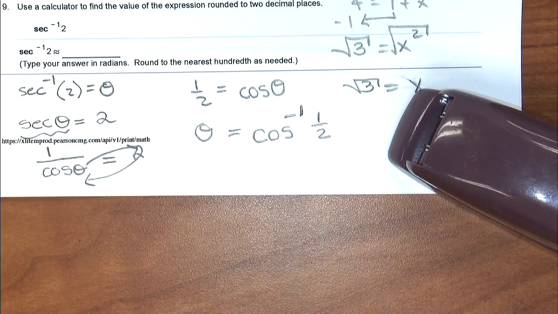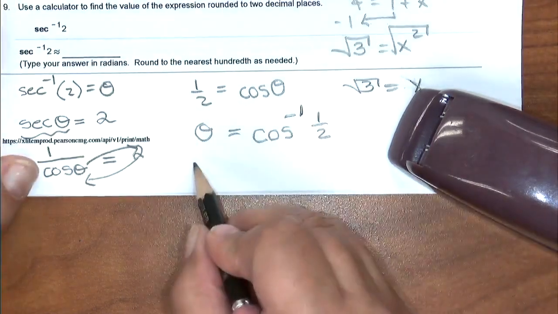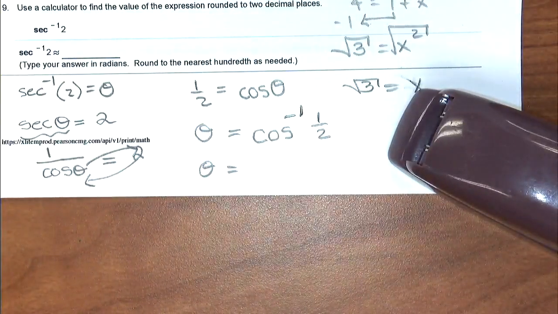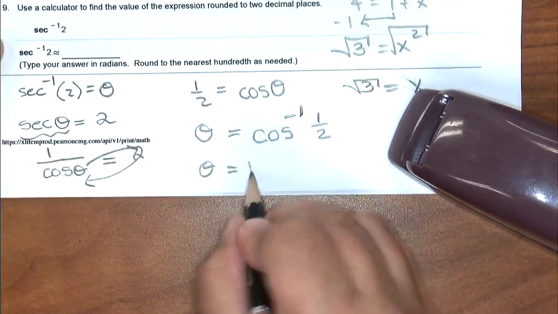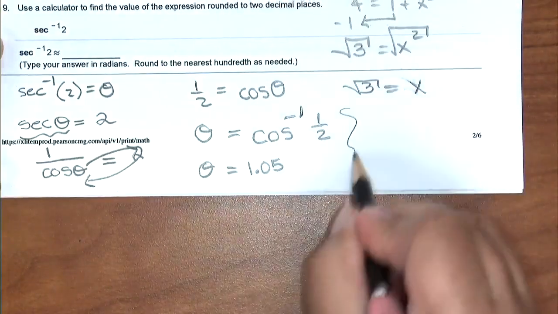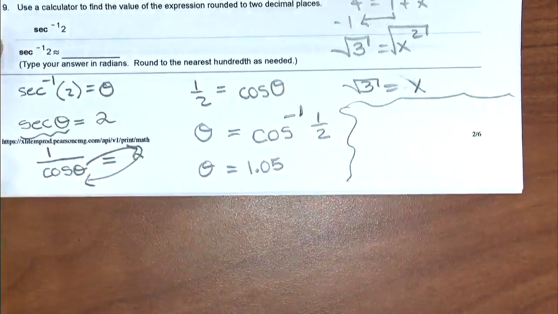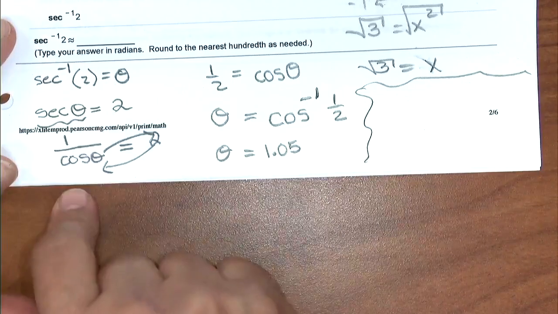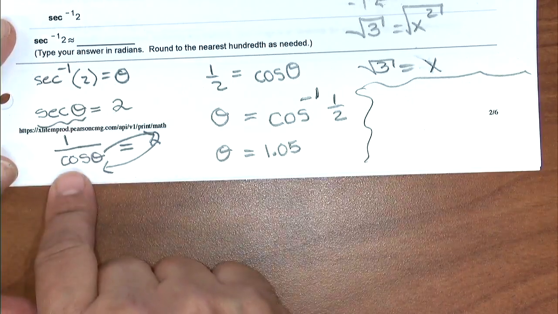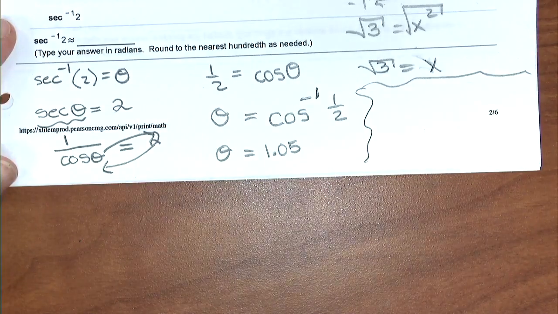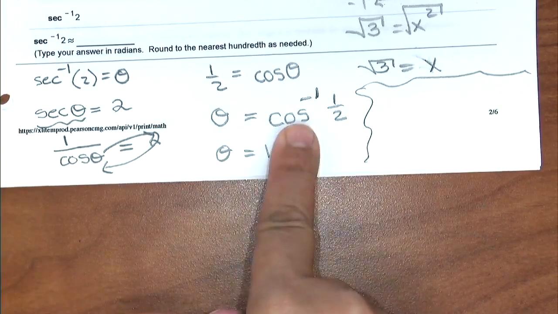1.047, and then they told you to round it to the hundredths place. So theta is equal to 1.05. Okay, if you want to avoid all the steps that I just did, where I replaced secant with 1 over cosine, whenever you're doing one that you don't have a key for, go ahead and rewrite it using its reciprocal cousin.